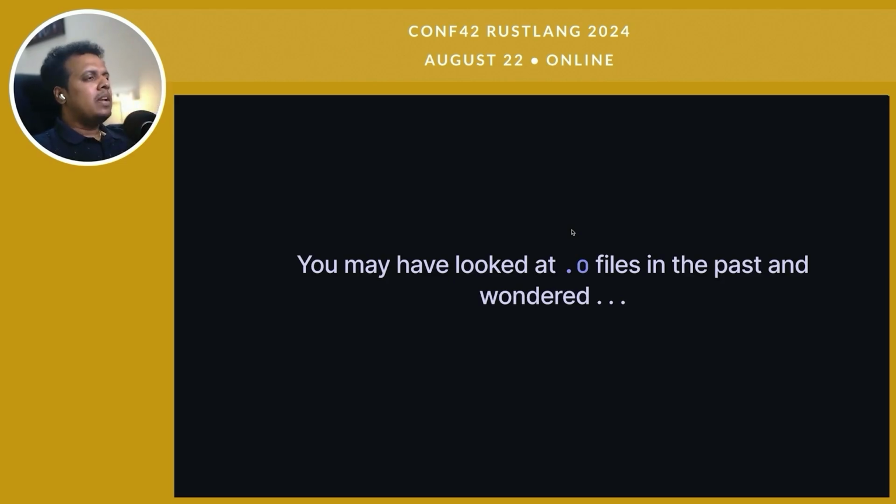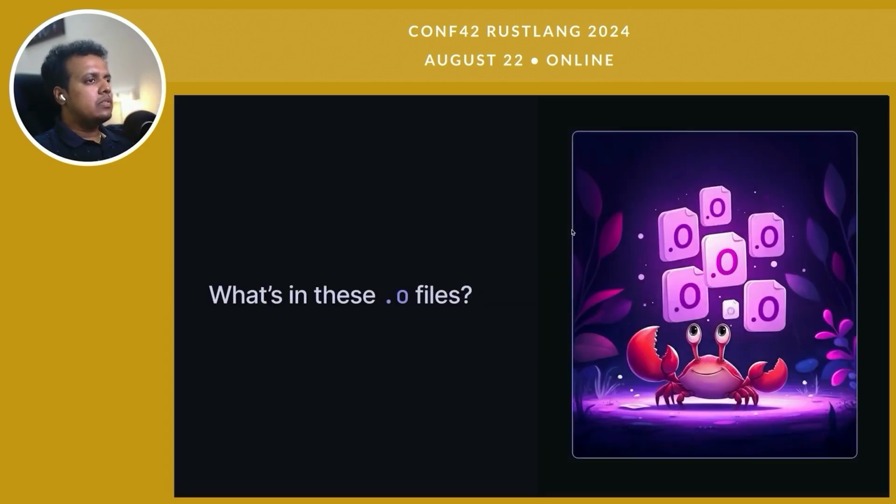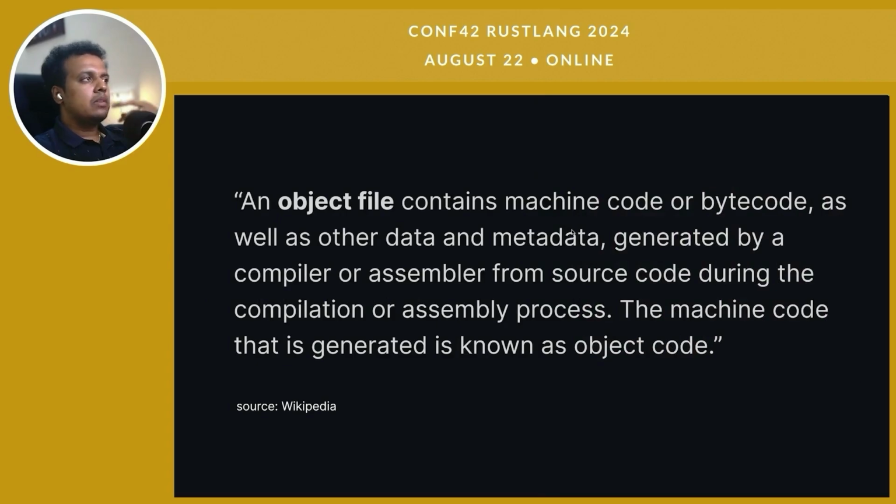So you might have looked at a .o file in the past and wondered what these files are. The Wikipedia definition is an object file: it contains machine code or byte code. It can contain data and other metadata generated by a compiler or assembler during the compilation process. The machine code generated inside the object file is known as object code.